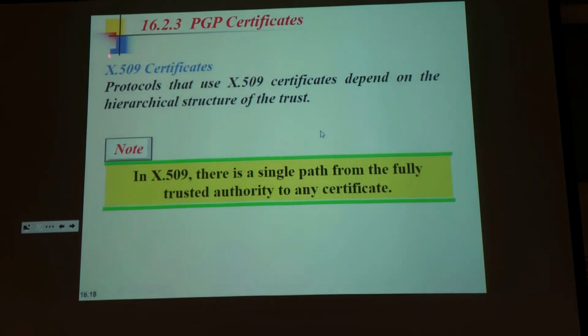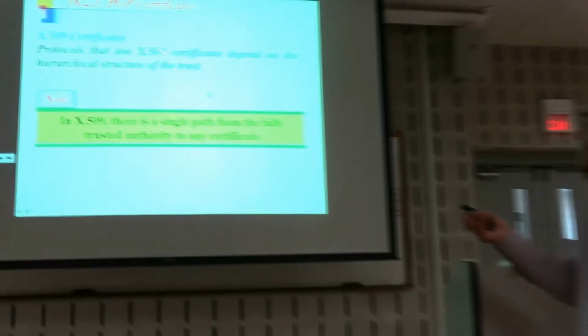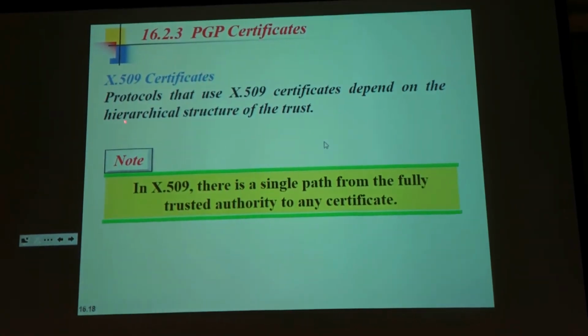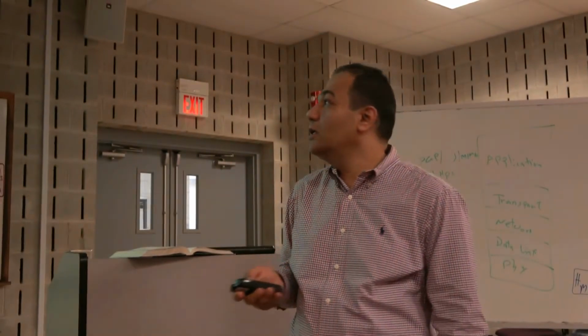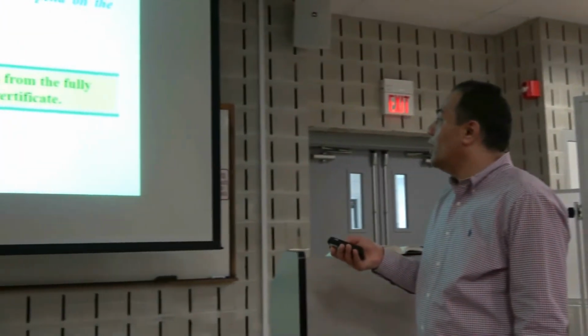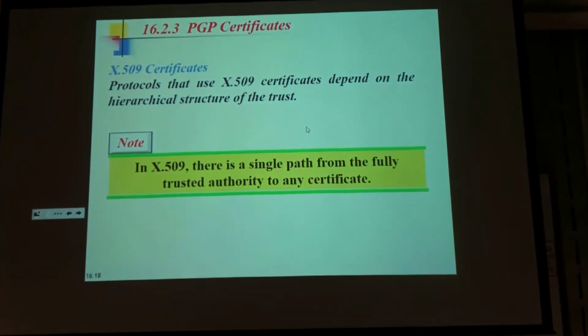Remember we spoke about X509 certificates last time? This is a standard to create certificates. Protocols that use X509 certificates depend on the hierarchical structure of trust. We spoke about that last time. A person will trust a person, who trusts a person, and you inherit the trust. So in X509, there is a single path from the fully trusted authority to any certificate.